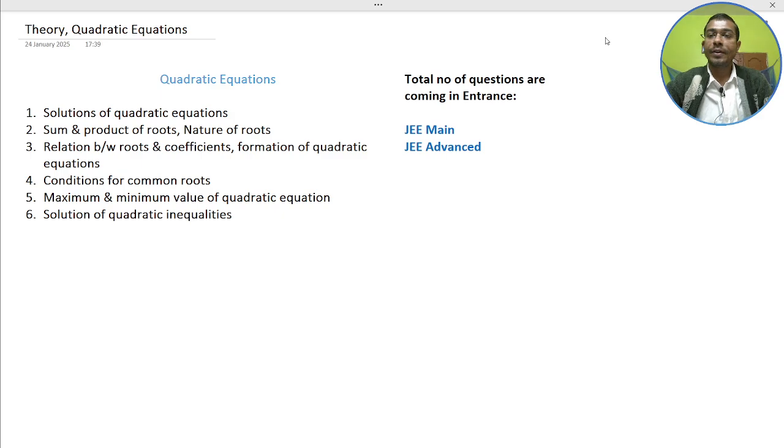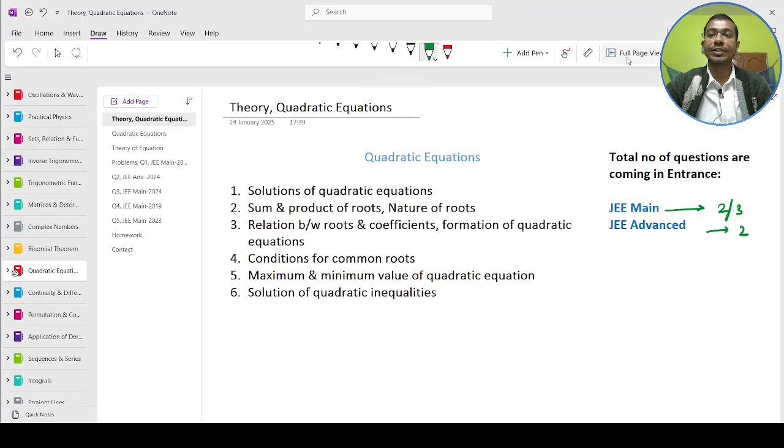So today we discuss the solution of quadratic equation, sum and product of roots, nature of roots, relation between roots and coefficients, formation of quadratic equations, condition for common roots, and maximum and minimum value of quadratic expressions. In JEE Main 2 or 3 questions come, and in JEE Advanced 2 questions come from this chapter, quadratic equation. Let's get started.